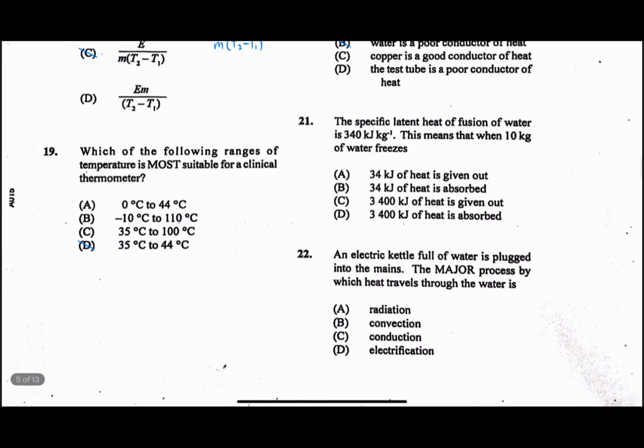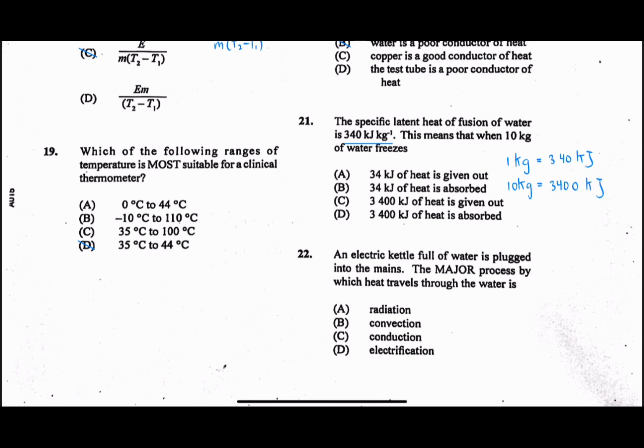Question 21. The specific latent heat of fusion of water is 340 kilojoules per kg. This means that when 10 kg of water freezes, what happens? I would like you all to pay close attention to this. It says 340 kilojoules per kg. So for every 1 kg is equal to 340 kilojoules. That's what it means. So if I wanted to find for 10, I'll just multiply by 10 on both sides. So 10 kg would be equal to 340 by 10, which is 3,400 kilojoules.